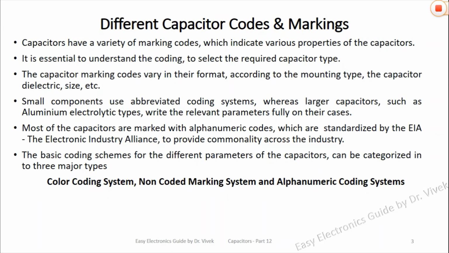Capacitors have a variety of marking codes which indicate various properties for the capacitors. Size plays a major role in the capacitor markings. Small components use abbreviated coding systems, whereas larger capacitors write the relevant parameters fully on their cases. The basic coding schemes for the different parameters of the capacitors can be categorized into three major types: color coding system, non-coded marking system, and alphanumeric coding systems.